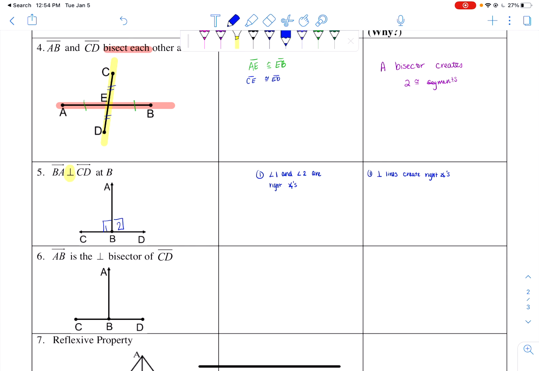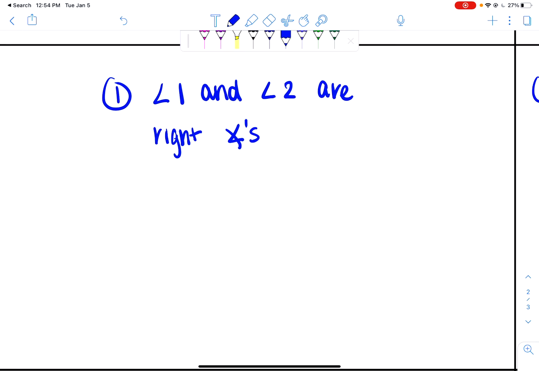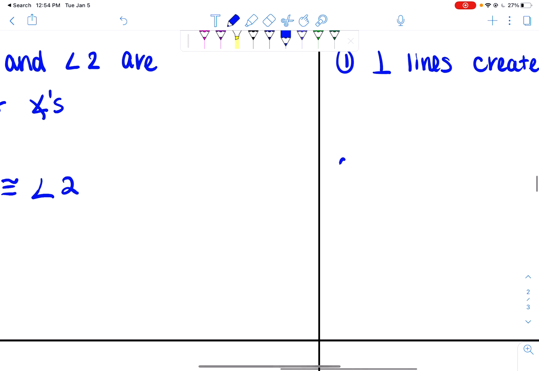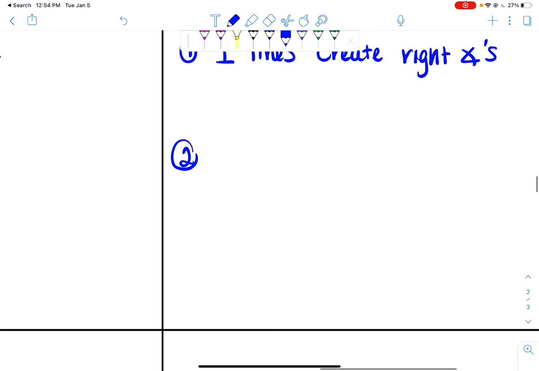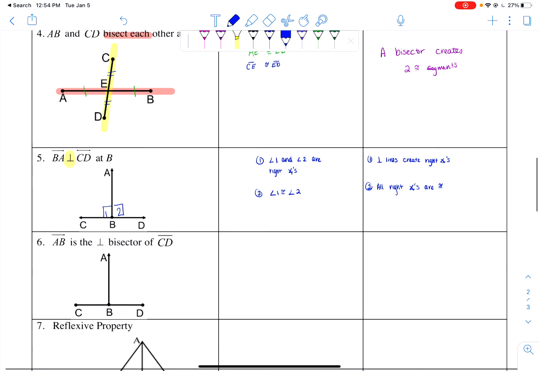And what do we know about right angles? They're all 90 degrees. So I can actually say that angle 1 and angle 2 are congruent. You can't just say angle 1 and angle 2 are congruent right away. You have to mention that they are right angles first. So angle 1 congruent to angle 2. And my reasoning would be all right angles are congruent. This is exactly what you would write in a proof. Make sure you write these down.